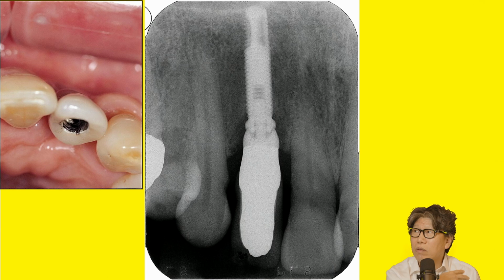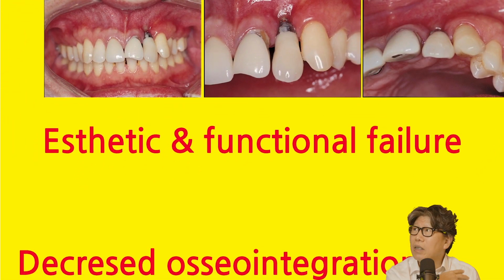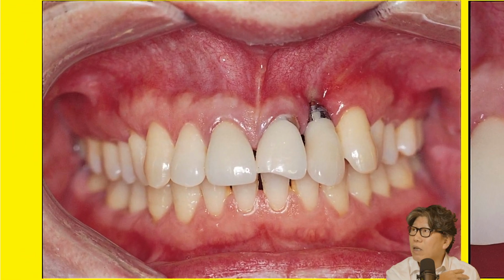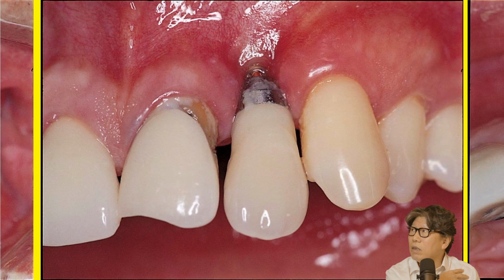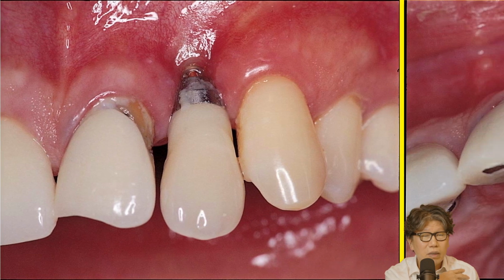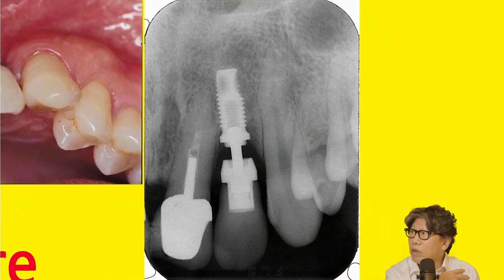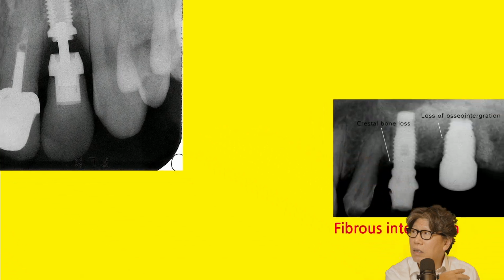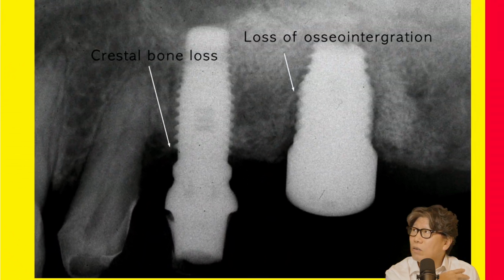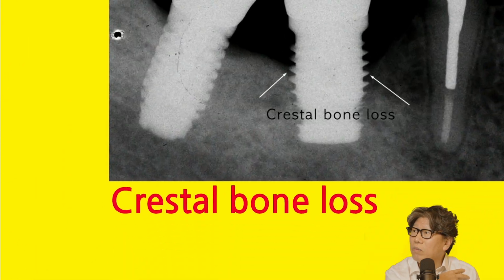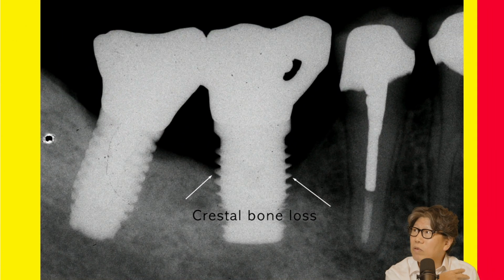What happens to the bone? It dissolves. Same thing with this. It's all melted. The abutment screw is loose. This is a Brånemark implant. It's all melted, the bone. Fibrous integration. We see a lot of cases like this, right? Crestal bone loss. We see so many of these.